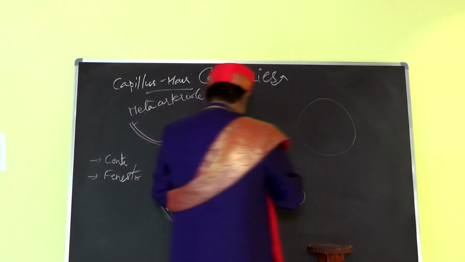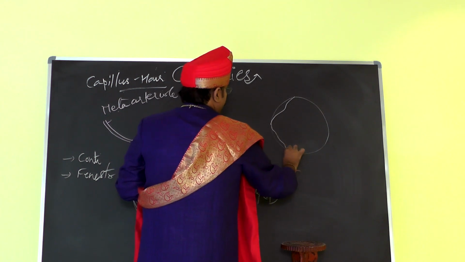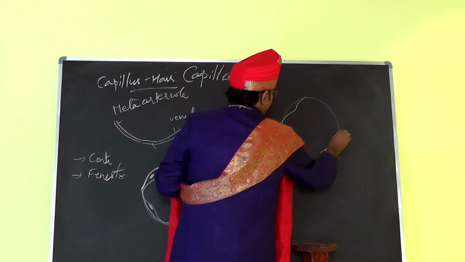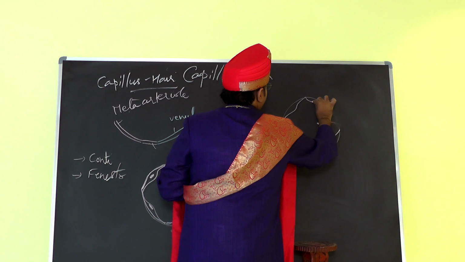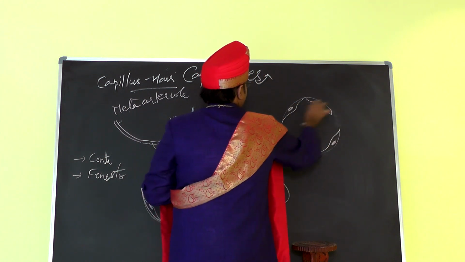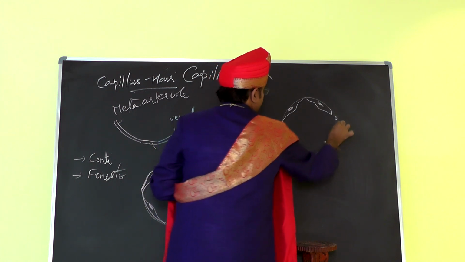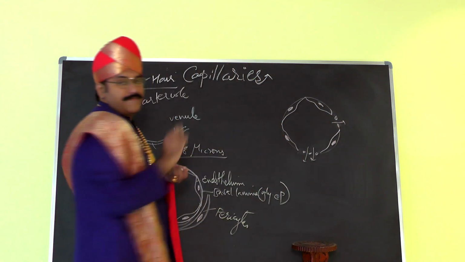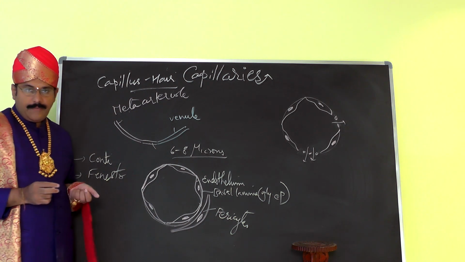Now if you see the fenestrated capillary, again please see, here you are having the gaps, and again you are having the endothelium. Again you are having the gaps, again you are having the endothelium. So this is the endothelium, and these are the fenestrations that are present. So these are the gaps that are present. So that is the fenestrated capillary, whereas this is the continuous capillary.